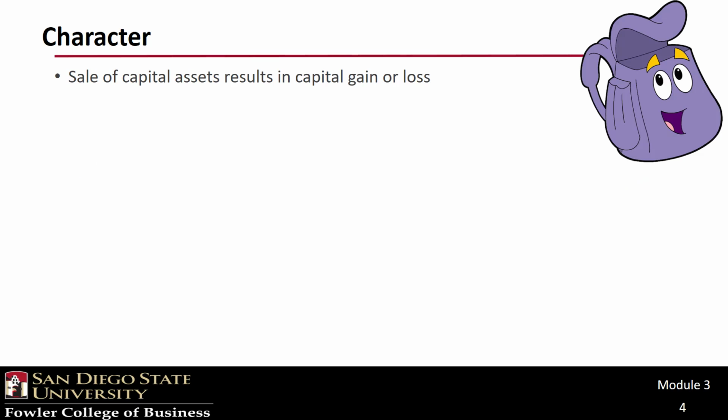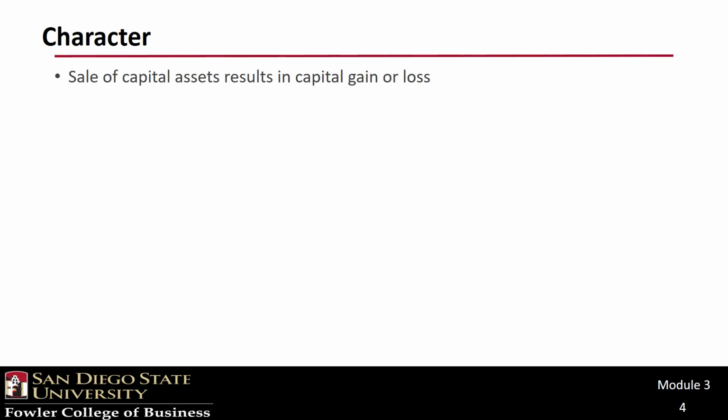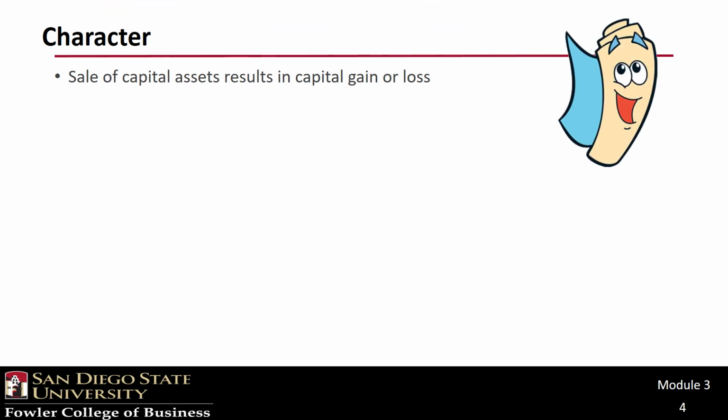Backpack reminds us that capital gains and losses generally come from the sale, exchange, or disposition of capital assets. So to determine if we have capital character, we need to know if we have a capital asset. What are capital assets? I'm not sure.